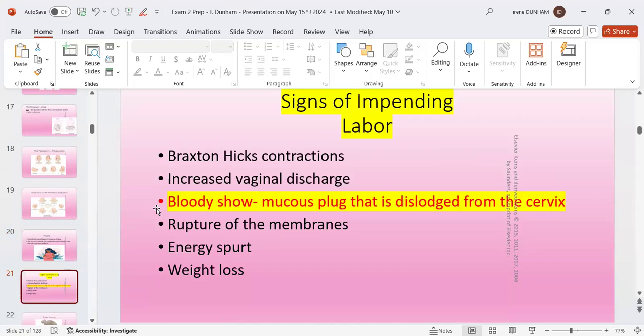Okay, so we talk about impending labor, all right? That's when patients come to you and they want to know, am I in labor or am I not?